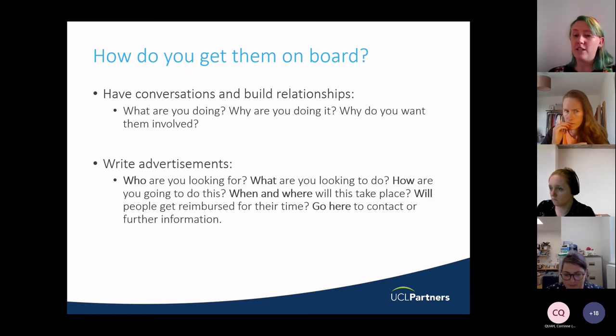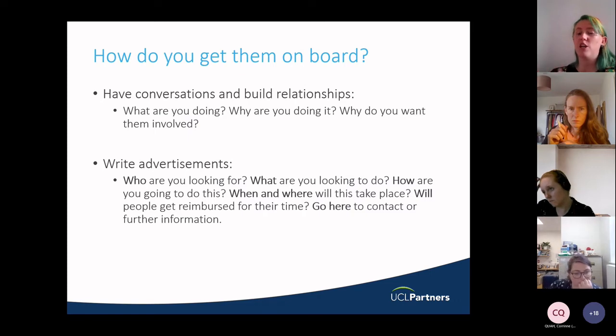And when you're having the conversations to try and onboard people, either on a one-to-one basis or with a community group, think about what you're doing. So tell people what you're doing and why you're doing it. Why it's so important, what you're hoping it's going to achieve, what you're hoping it's going to change, and then why you want patients or these contributors involved.